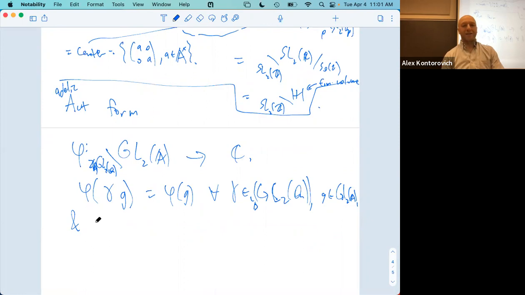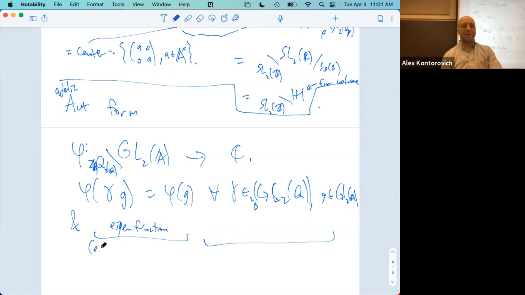I need two more things: eigenfunctions of invariant differential operators, and some more things and growth rates. So eigenfunction, let me not be precise about this. I need it to be an eigenfunction.